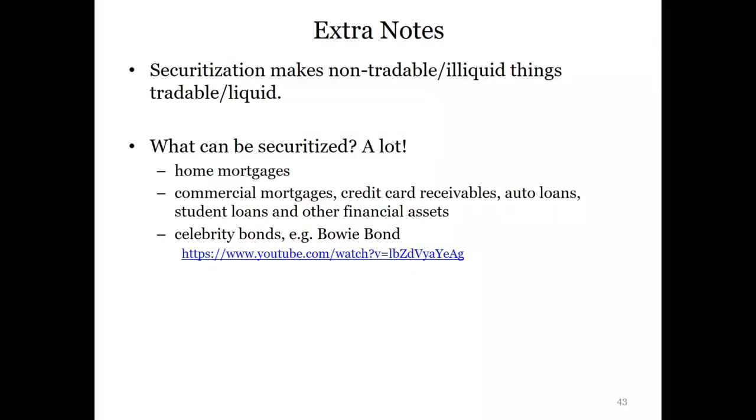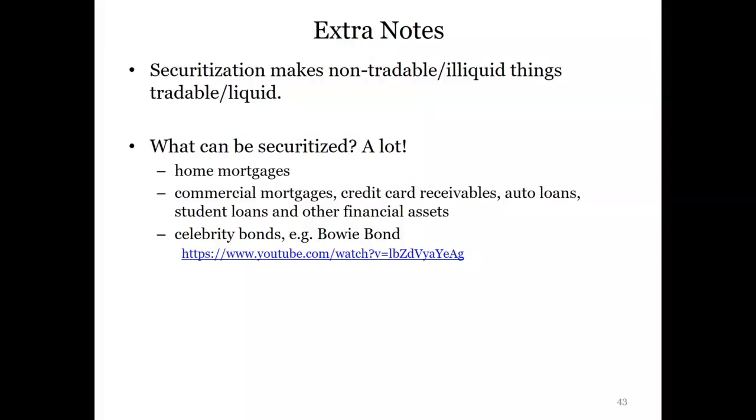And nowadays, people become more and more innovative. Not only home loans, commercial loans can be securitized. We have credit cards that are securitized. We also have auto loans, student loans, and other financial assets that are securitized. And out of all of them, I think the most interesting one is celebrity bonds. One of the most famous ones is the Bowie bond.